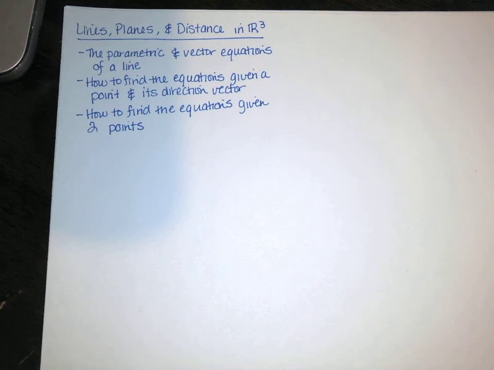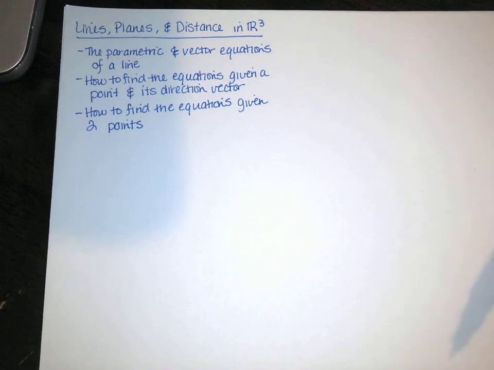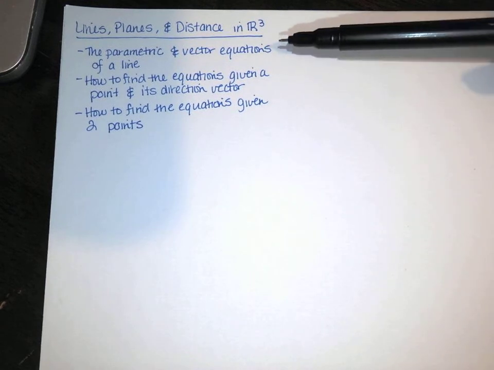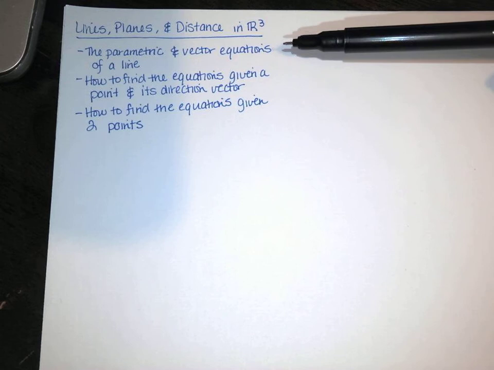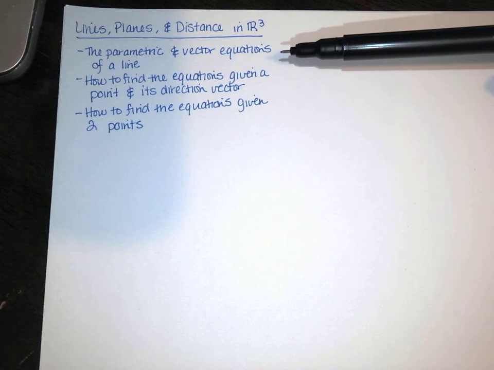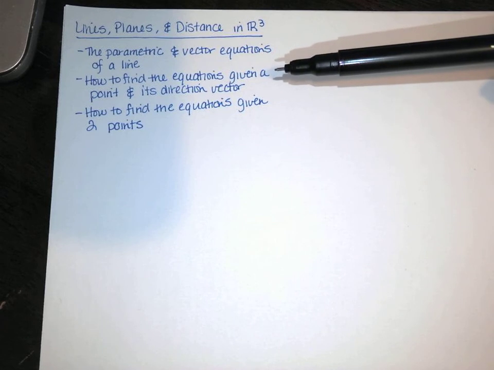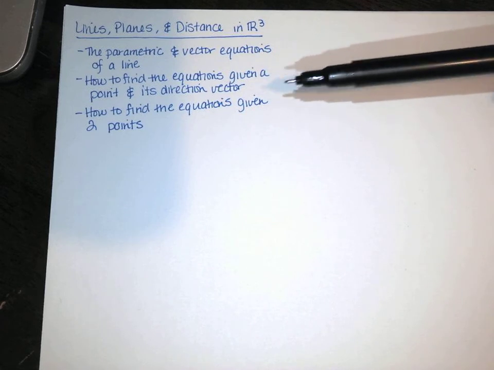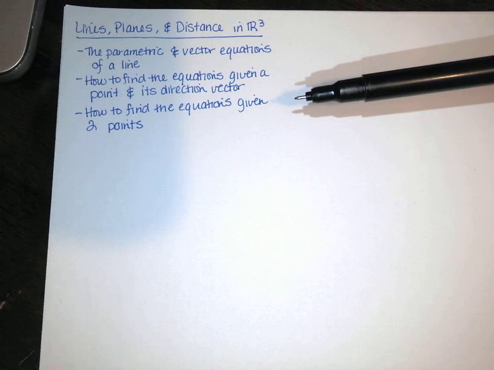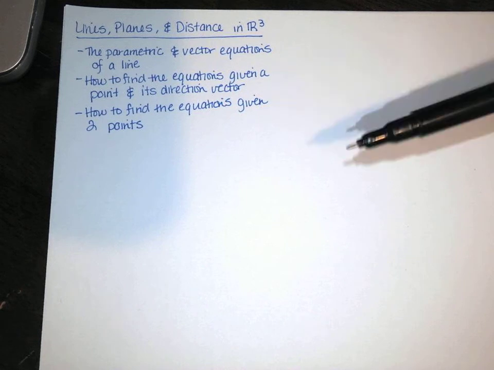In this video, we look at finding equations for a line in space. This is the first in a series of videos about lines, planes, and distance in three-dimensional space. In this video in particular, we're going to look at the parametric and vector equations of a line. We'll look at an example of how to find the equation of a line given a point on the line and its direction vector, and how to find the equations of a line given 2 points.